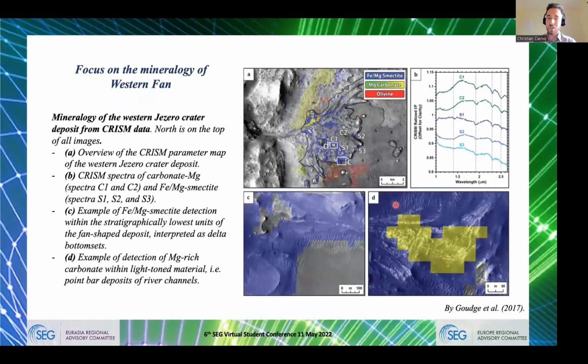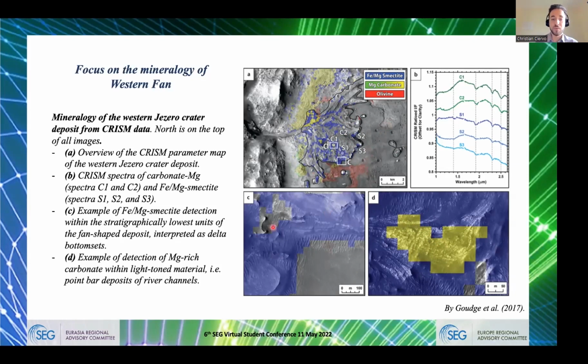As we can see in different colors, we have various minerals. Here in the upper part of the western fan, we can find the carbonate rich in magnesium in yellow, and here we have an enlargement showing that the carbonate rich in magnesium can be found in correspondence of the point bar. So that is an indicator that this can be found in a delta deposit. Moreover, we have in blue the smectite rich in iron and magnesium in the distal parts, and eventually we have the olivine sand over here shown in red. That is olivine sand, so volcanic, and that is another indicator of the delta deposit.